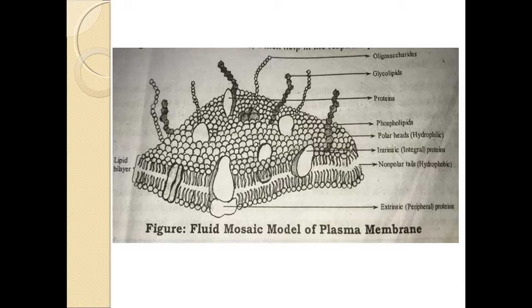The membrane is bilayered, with hydrophilic and hydrophobic parts. You can see here hydrophobic non-polar tails and hydrophilic polar heads, phospholipids, proteins, glycolipids, oligosaccharides. All these are embedded in the plasma membrane or the cytoplasmic membrane of the prokaryotic cell, which is the internal component of the prokaryotic cell.